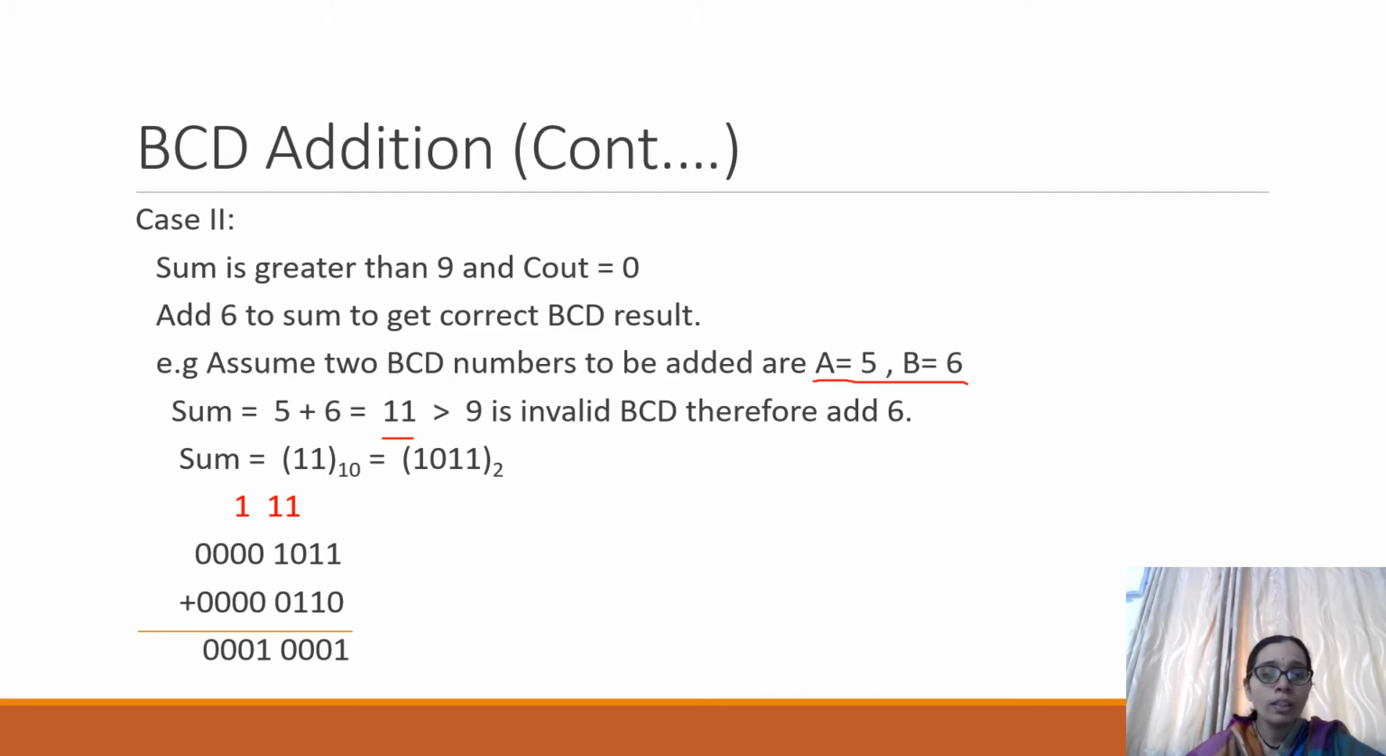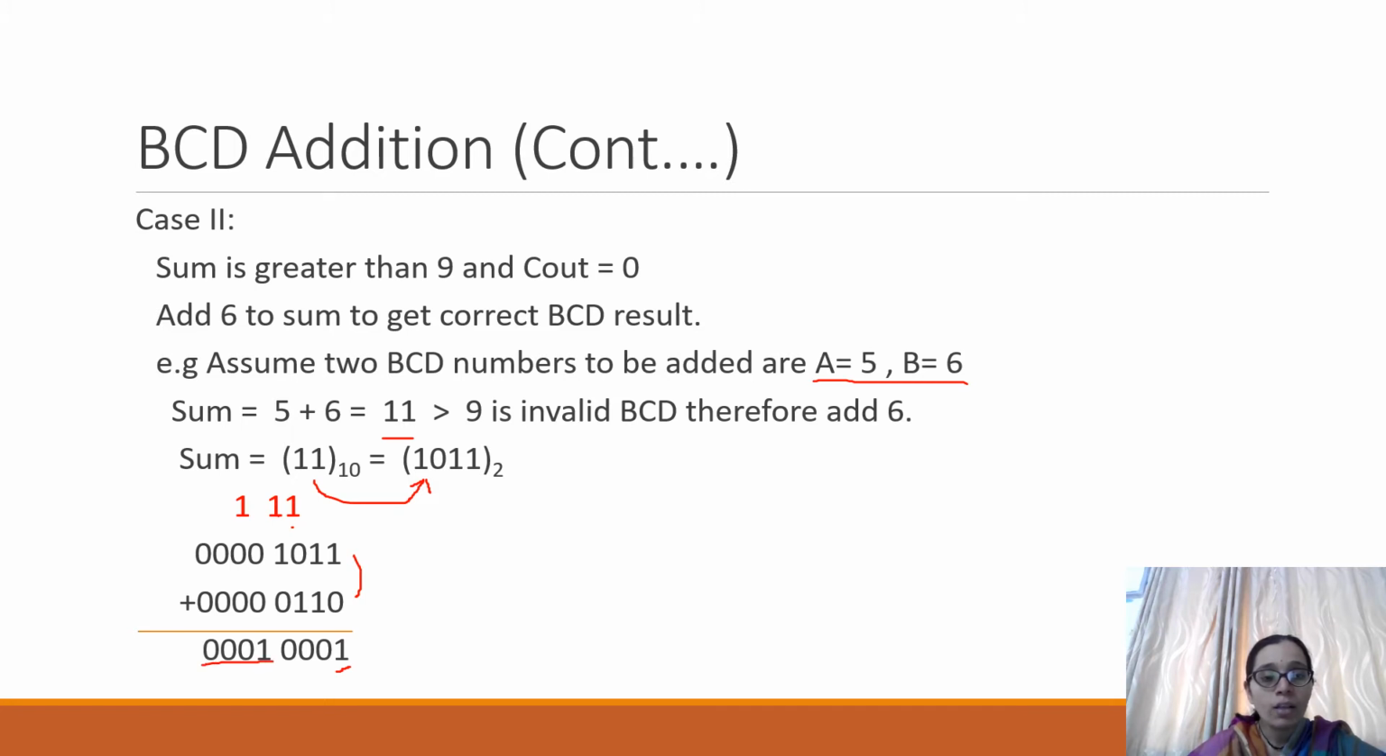So I have shown here 11 and its binary equivalent. Now, to get the correct BCD from this number, we have added here 6. So 1 plus 0 is 1. These rules we have already studied in prerequisites. What are the rules of binary addition? 1 plus 1 is 0, carry is 1. 1 plus 1 is 0, carry is 1. Whatever red I have shown, that indicates the carry. And 1 plus 1 is 0, carry 1.